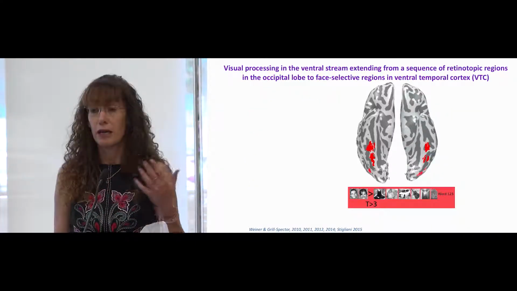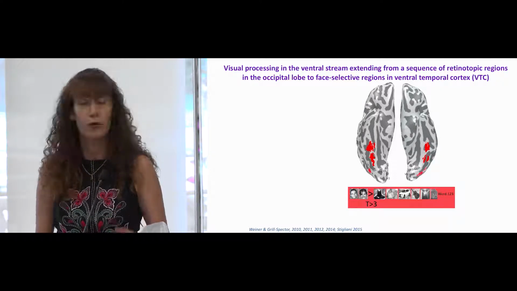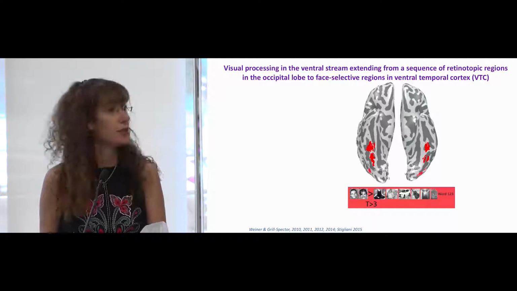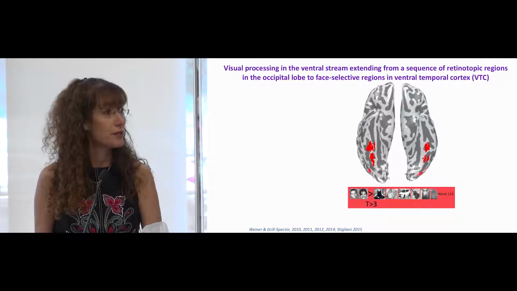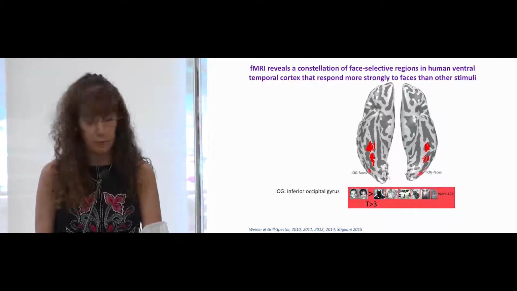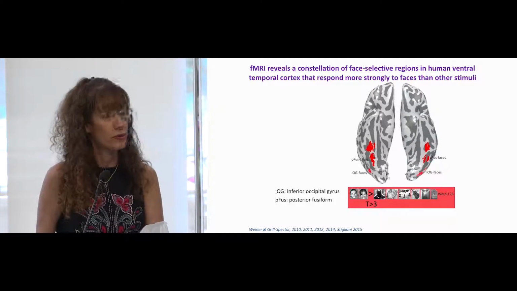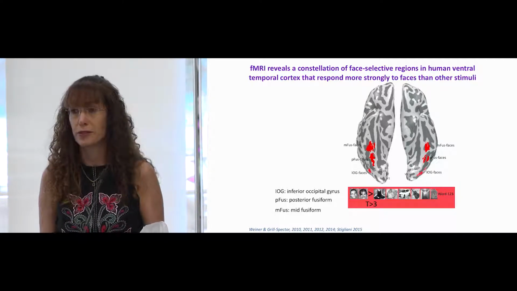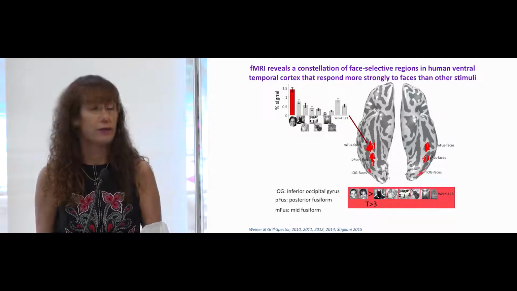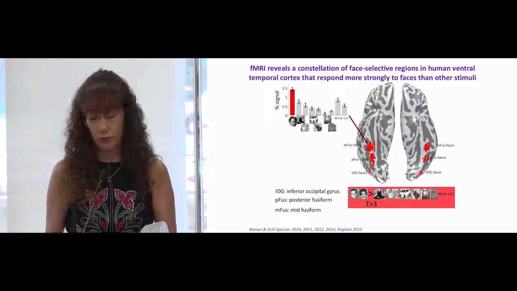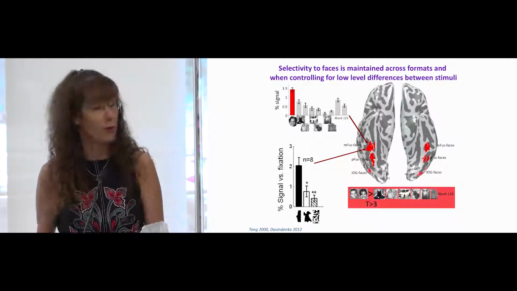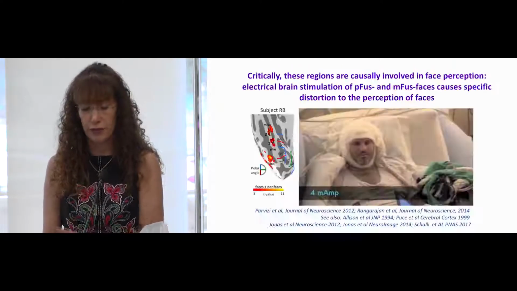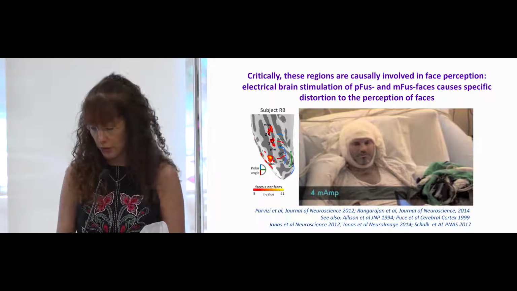I'm going to show you today processes in the ventral aspect of the temporal lobe, or ventral temporal cortex, in humans. Typically we see a set of 3 face-selective clusters on the ventral surface: 1 patch in the inferior occipital gyrus that I'm going to refer to as IOG faces, 1 patch in the posterior fusiform that we are going to refer to as P-fus faces, and 1 patch about 1 to 1.5 centimeters more anterior that I'm going to refer to as M-fus faces. A characteristic of all of these regions is that they show higher responses to faces compared to other stimuli. Importantly, the selectivity to faces is maintained across stimulus formats and when controlling for low-level features across stimuli. Critically, these regions are causally involved in face perception, as electrical brain stimulation of P-fus and M-fus patches results in specific deficits in the perception of faces.